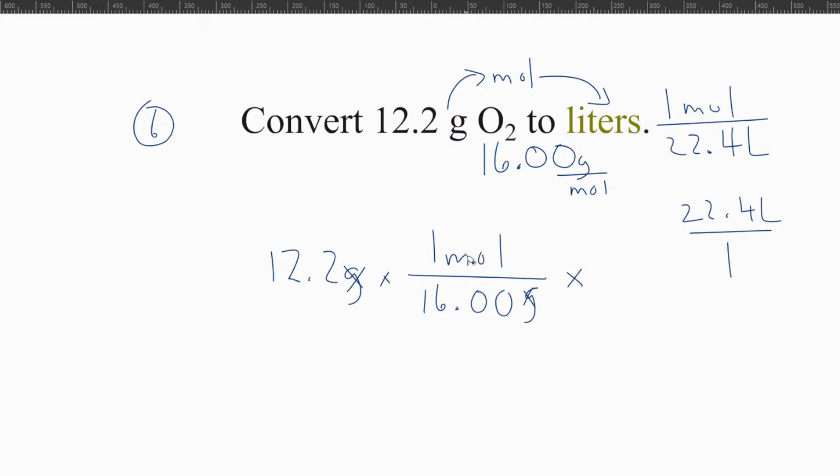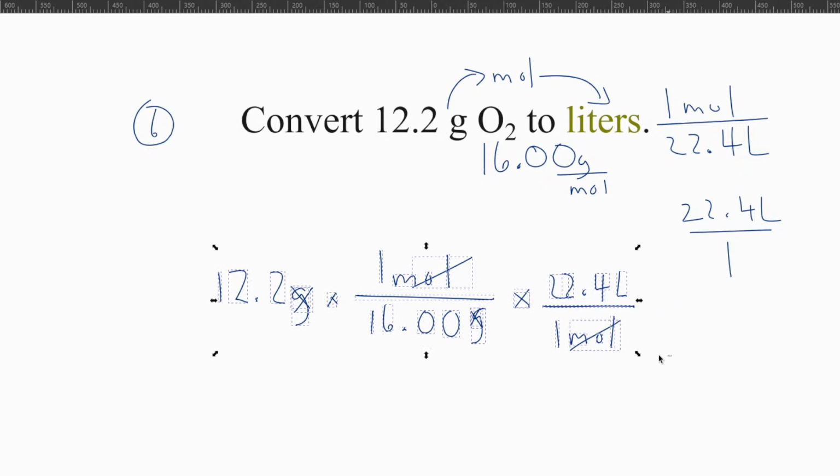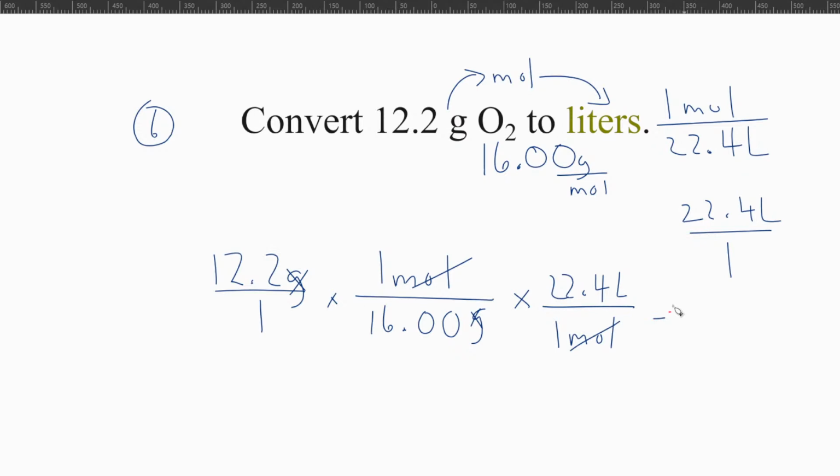We multiply that. We need moles on the bottom. 1 mole is 22.4 liters, and you can see moles, they cancel out. And now let's just put this over 1 here so it's easier to see that. Now we're left with liters, and we just multiply the top, divide by the bottom. I end up with 17.1 liters of oxygen. And Jason, looks like you got that too.